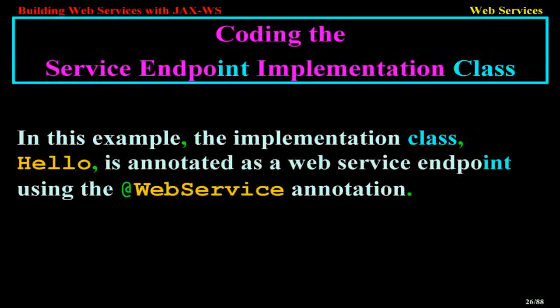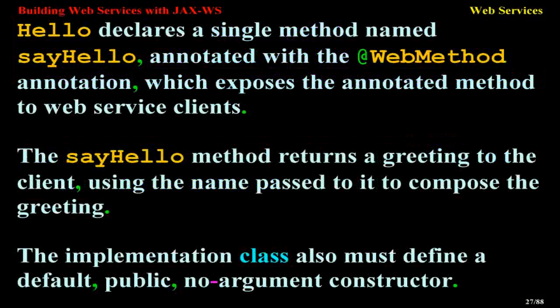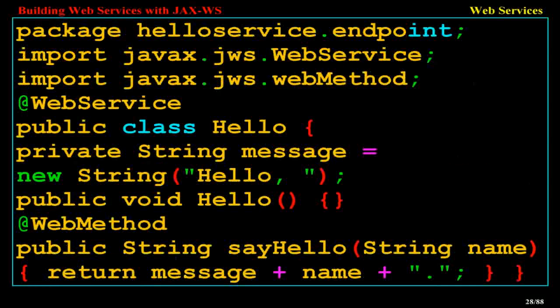Coding the service endpoint implementation class. In this example, the implementation class, Hello, is annotated as a web service endpoint using the WebService annotation. Hello declares a single method named sayHello, annotated with a WebMethod annotation, which exposes the annotated method to web service clients. The sayHello method returns a greeting to the client, using the name passed to it to compose the greeting. The implementation class also must define a default, public, no-argument constructor.